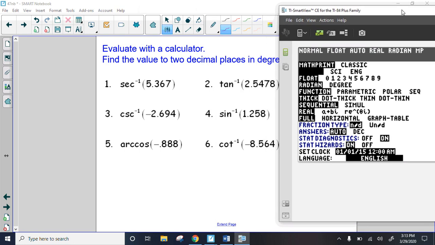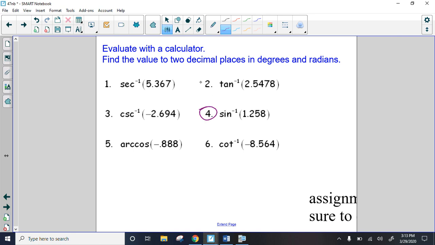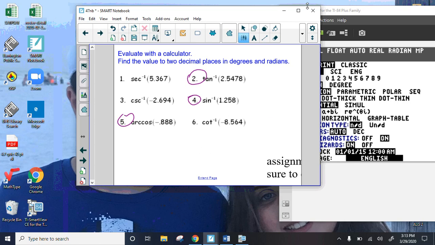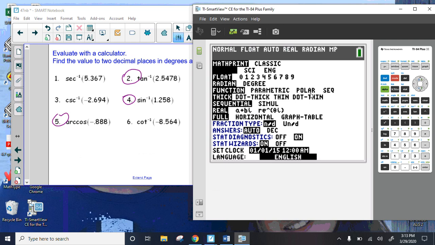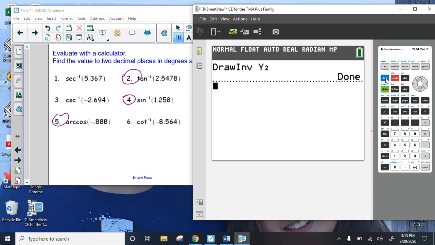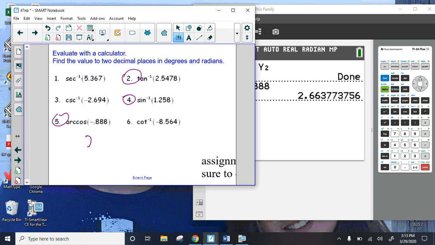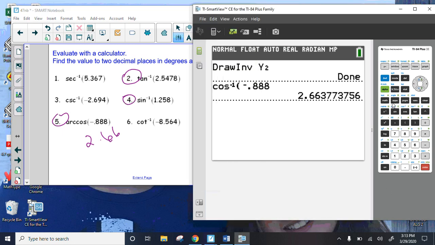Okay, so if I look at these, right, I would say that number 4, number 2, and number 5 are probably our easiest ones because those are all with the own button. Okay, so we're going to go to our calculator and I'm going to do number 5 first. So I'm going to go inverse cosine of negative 0.888. Okay, so it's going to give it to me in radians. So it's 2.66. So we trust ourselves and it's 2.66. Okay, so now let's go to number 4. Let's go to number 2 next.